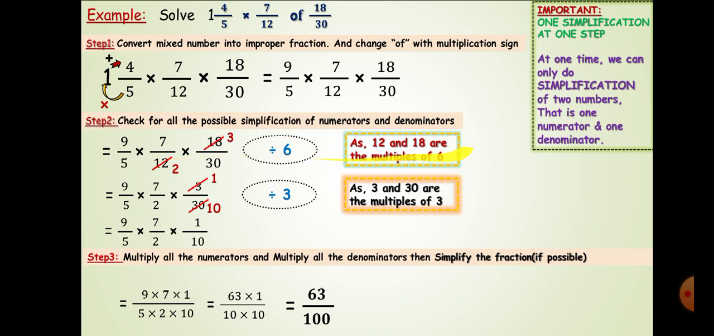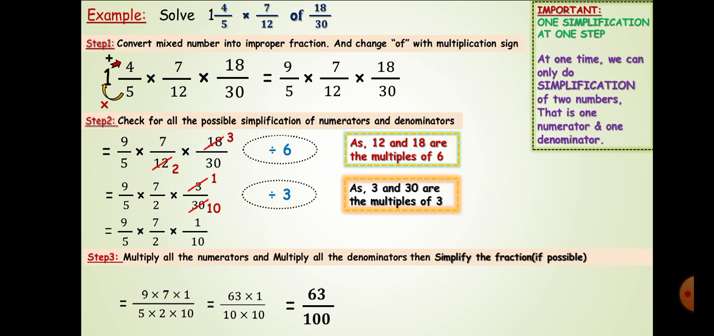Then you have to check for all the possible simplifications. So first of all, listen to me, important point: one simplification at one step. At one time, we can only do simplification of two numbers, that is one numerator and one denominator. So you cannot do the simplification of two numbers at one time. At one time, you can do only one. So you have to check for possible simplifications.